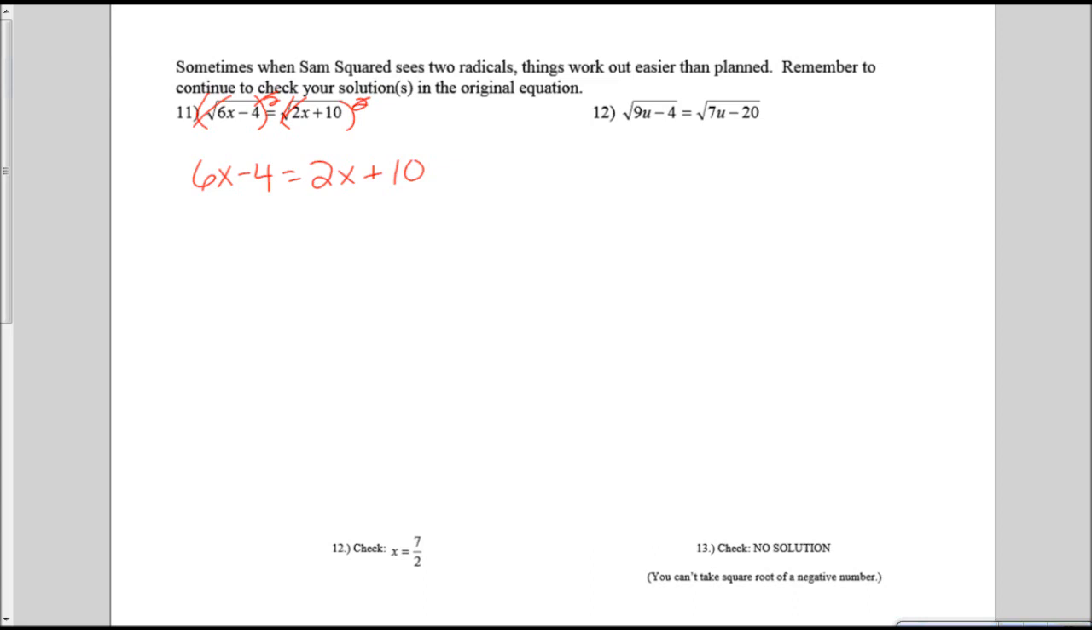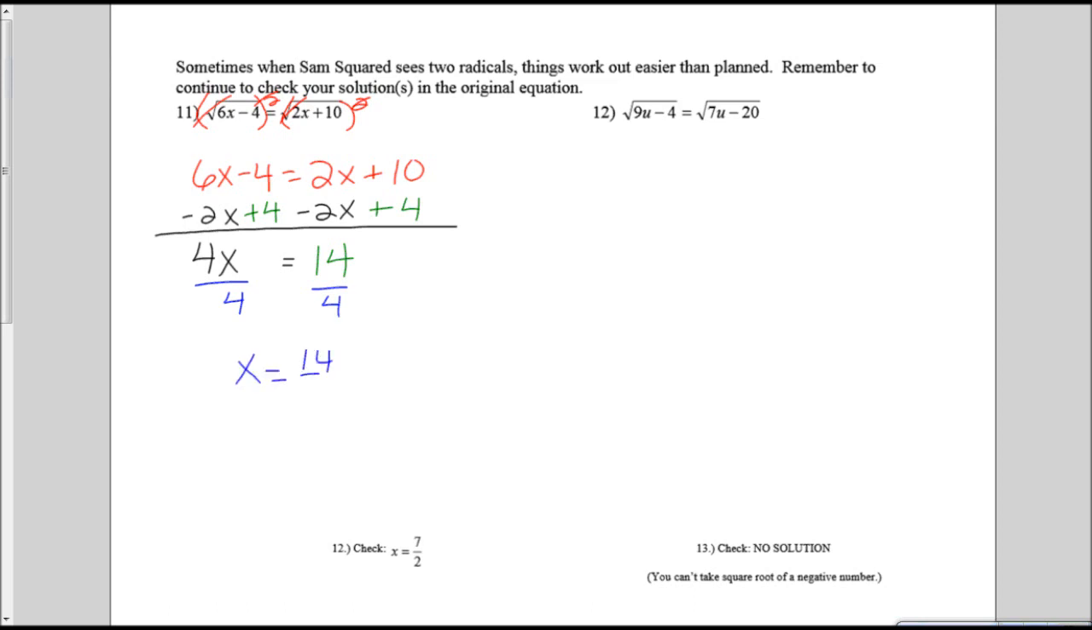So to solve this one, I just would have subtracted 2x from both sides to move that one over. And also, I'll go ahead and do this all at one time. I would have added 4 to both sides, and then I would have had 4x equals 14. To solve that, I would divide both sides by 4, and that's going to give me x equals 14 fourths. I could reduce that if I wanted to, because 2 goes into the top 7 times, and 2 goes into the bottom 2 times. So I get x equals 7 halves.